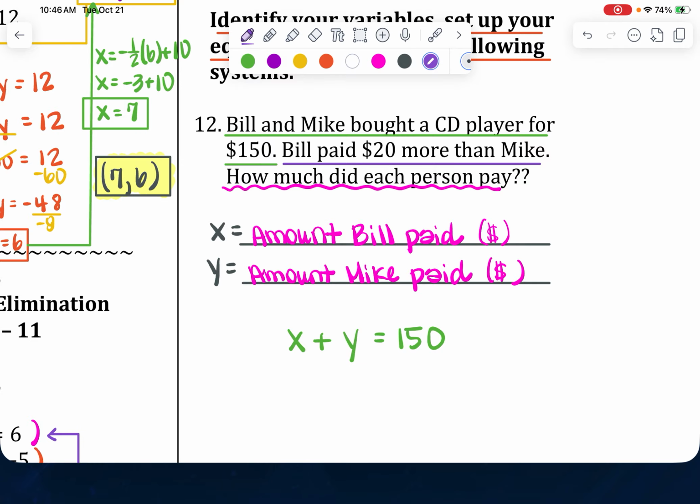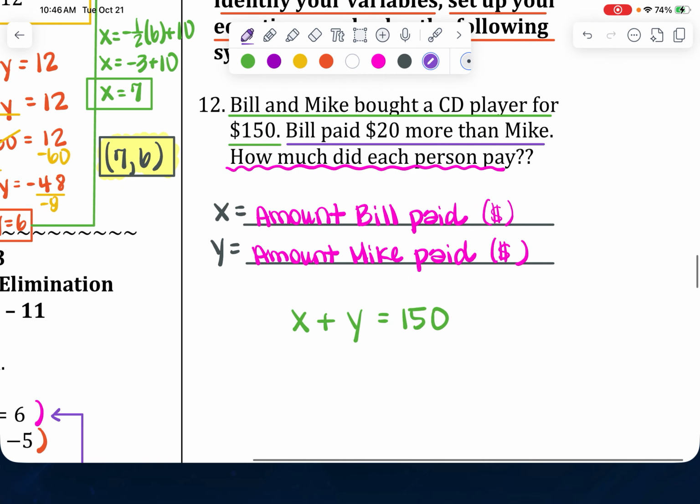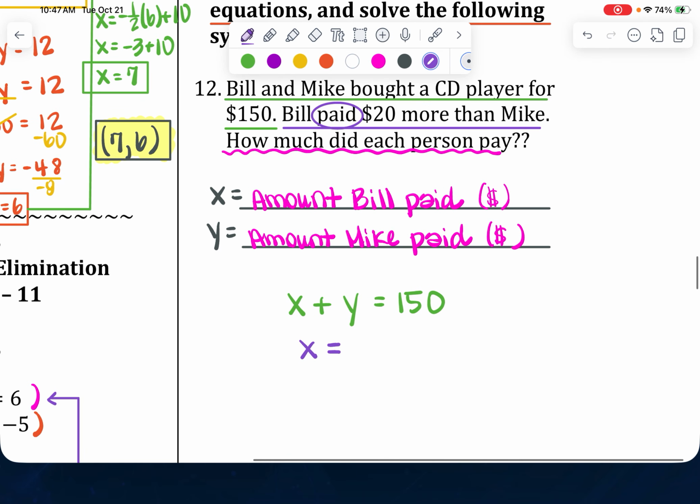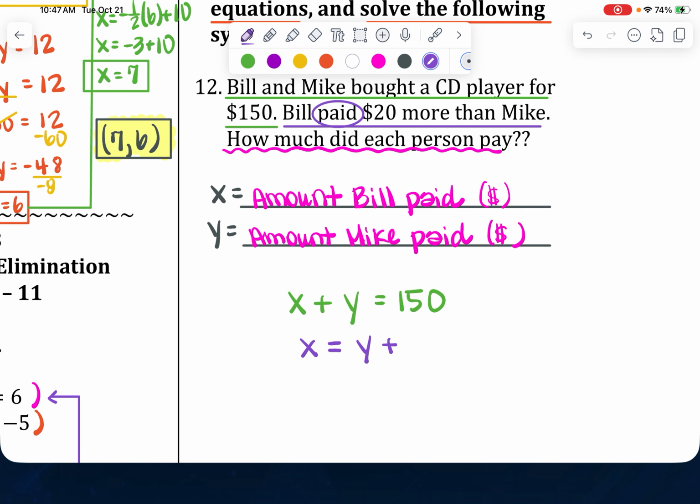This is a write it as you read it, right? Go find your verb. Remember, your verb is your equal sign. So Bill, well, Bill was x. Paid, so that's my equal sign, or Bill is 20 more than Mike, right? If you want to use the word is instead of paid. 20 more than Mike, well, so Mike plus 20. So y plus 20, or 20 plus y, right? It's addition, so the order that you write those does not matter. And there you go. There's your system of equations.